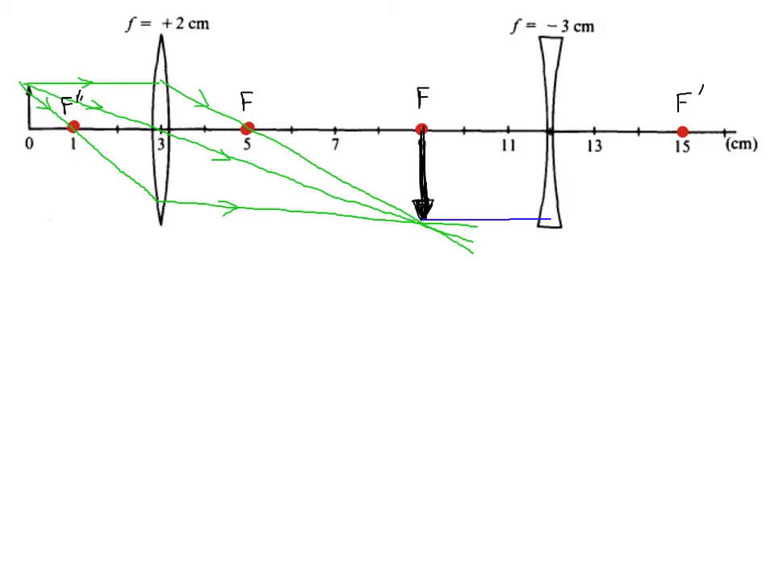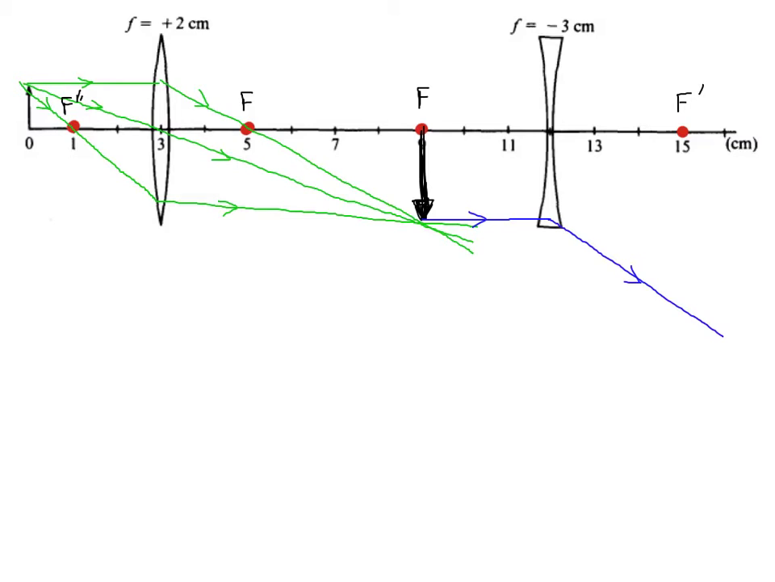So it goes parallel initially, and then once it hits the lens, it refracts and it goes along a line containing the F. So that means instead of going toward the F, it's going to go away from the F as it has to refract. So it will look like that.